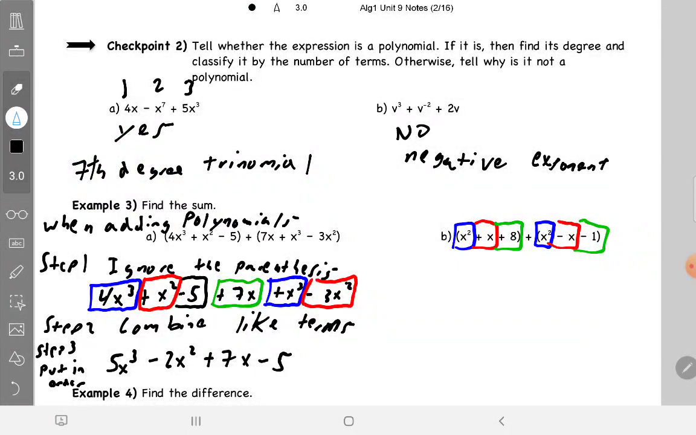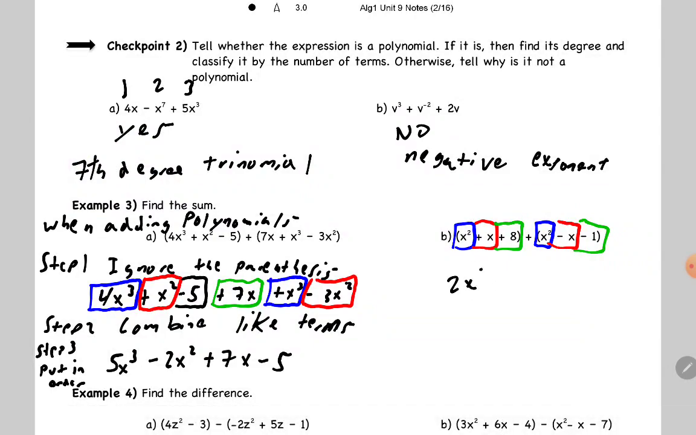All right. So x squared plus a x squared is 2x squared. X minus x is 0. So that just goes away. It's the same thing as if we have 5 minus 5, that's 0. And then we have a positive 8 minus 1, which is a positive 7. So here's our answer.